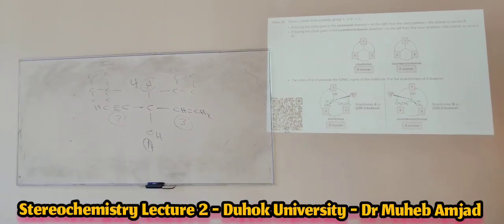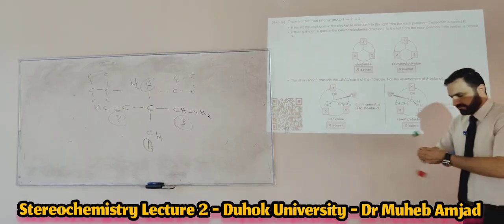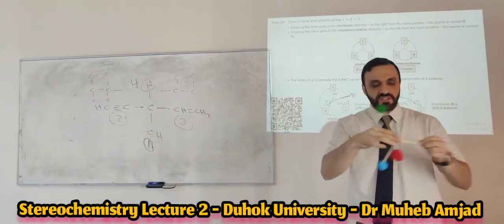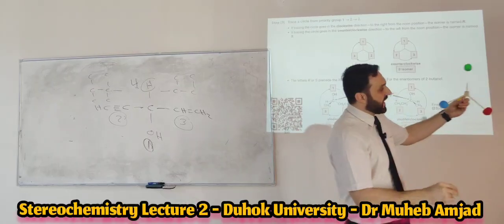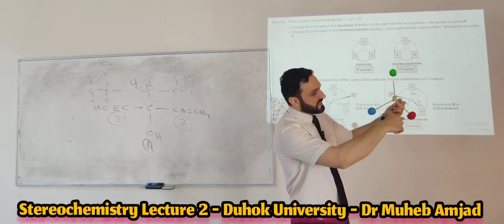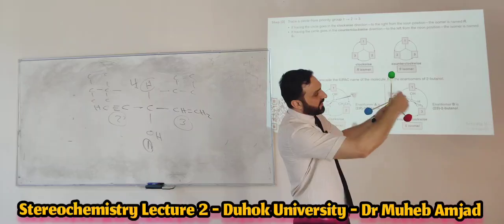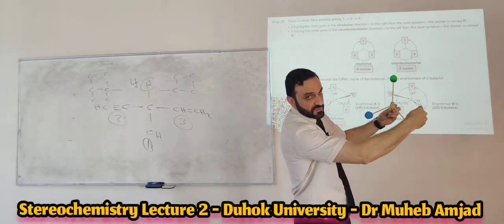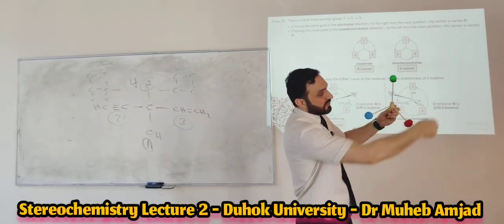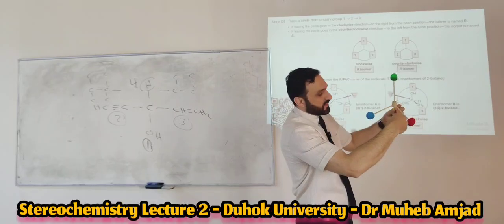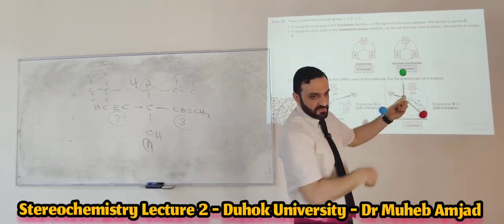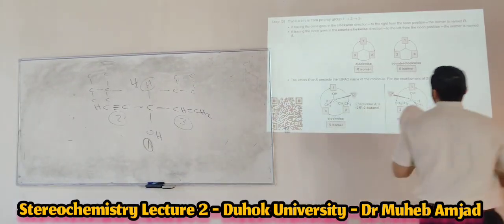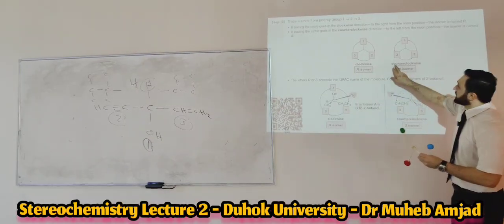Trace a circle from the priority groups 1, 2, 3. Now he said, if you have, for example, this, you select the hydrogen in the back side, and you have to test. He said put a cycle. If you say this 1, 2, 3, and your cycle will be like that. If you say this 1, 2, 3, the cycle will be like that. Okay? Clockwise or counterclockwise. It will be either clockwise or counterclockwise.